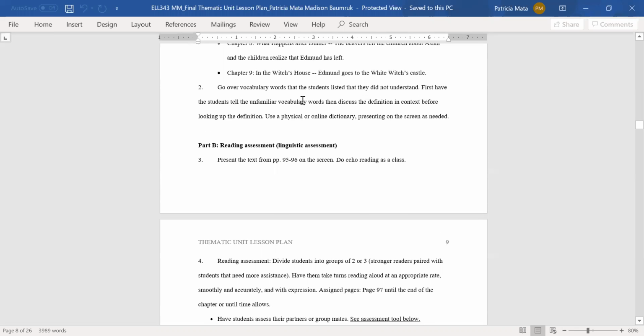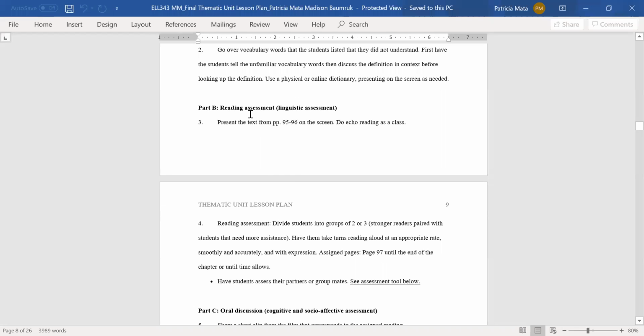And it would be best to give them visual examples of the vocabulary words that are not familiar to them, and then even use them in other sentences. And then afterward would be the reading assessment. So this covers the linguistic objective of the lesson.